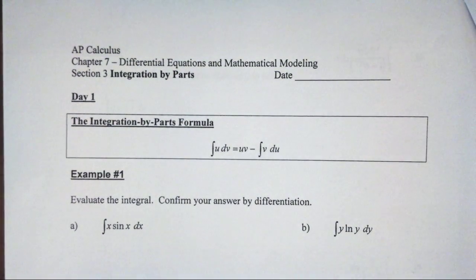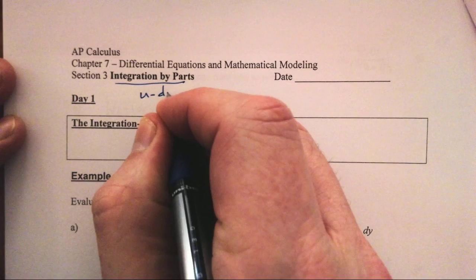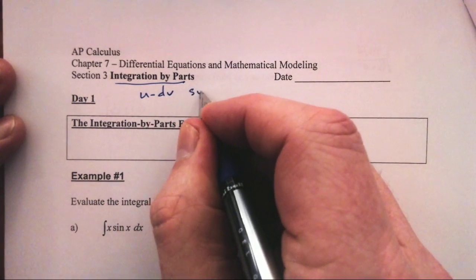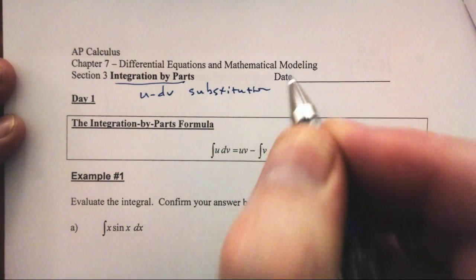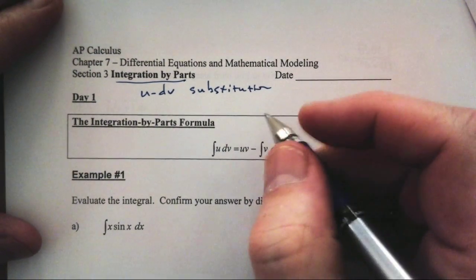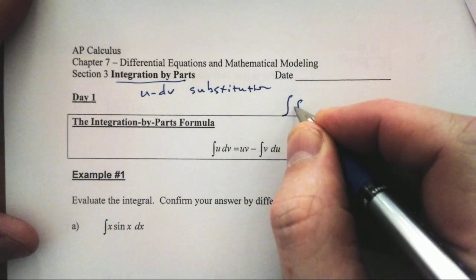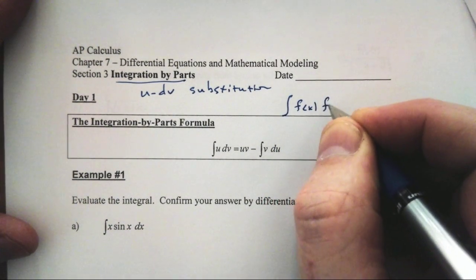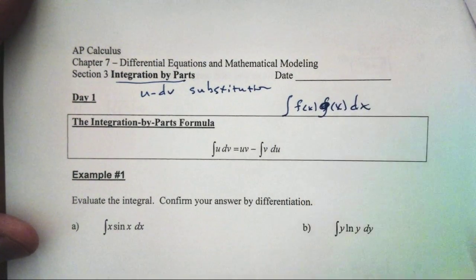Welcome to AP Calculus 7.3, Integration by Parts, also known as u dv substitution. Now, we just got done dealing with some substitution, but that was u du substitution. Both of these are useful if we have a function of x times another function of x dx.